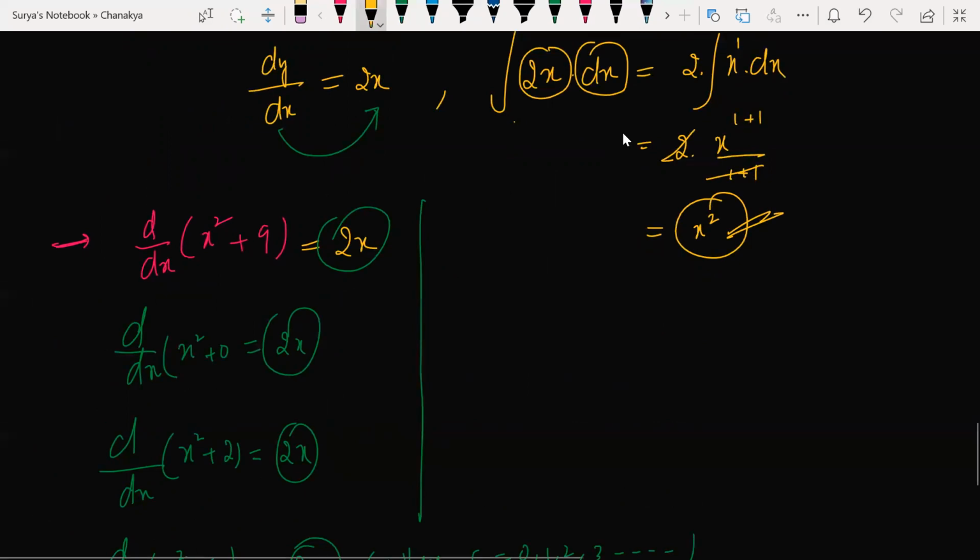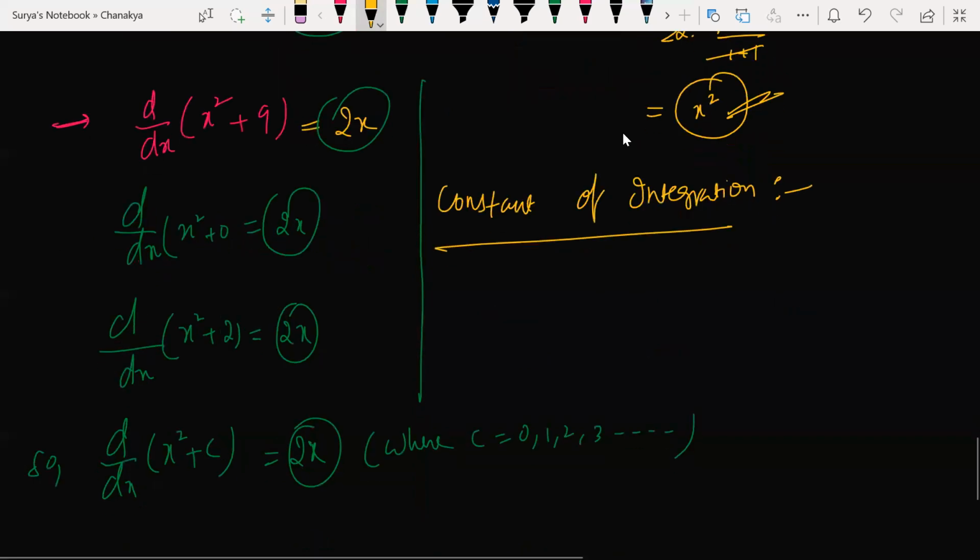So, constant of integration. What is this concept? Look at this here. Suppose I told you everywhere 2x, 2x, 2x, 2x I have. If I integrate 2x with respect to the variable x, what is my answer going to be? Integration of 2x is what? X square. Just now I have seen it here. Check. But where is that? You just told me.